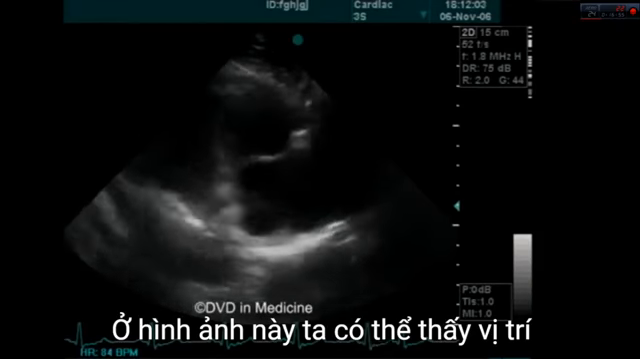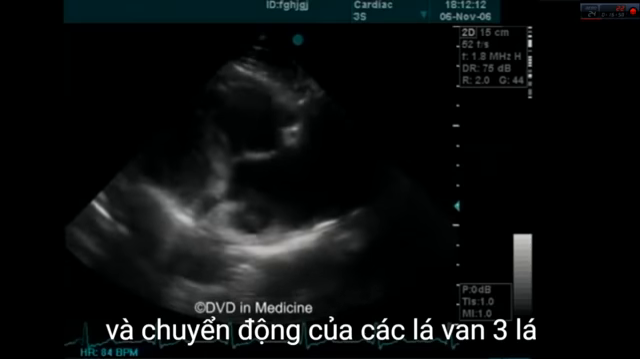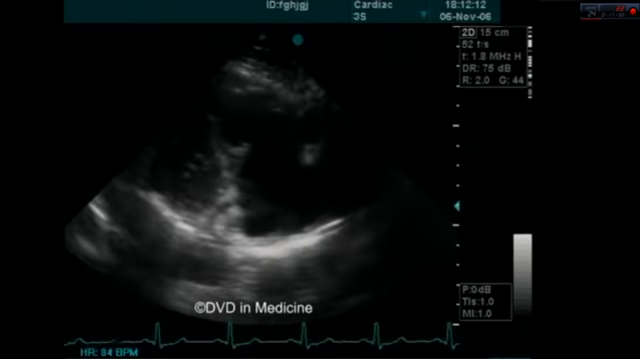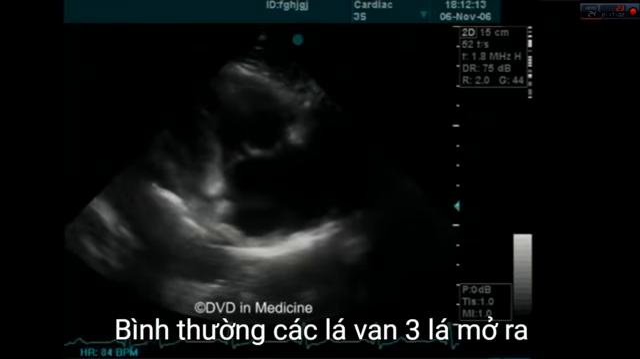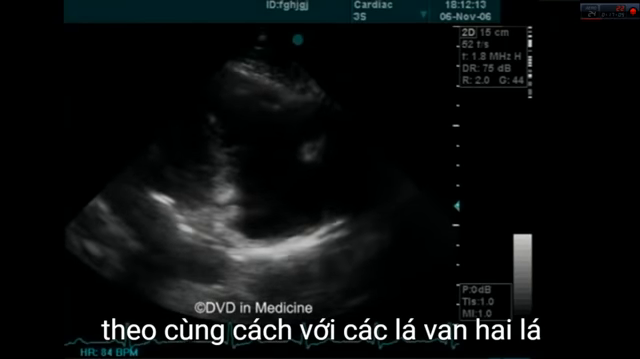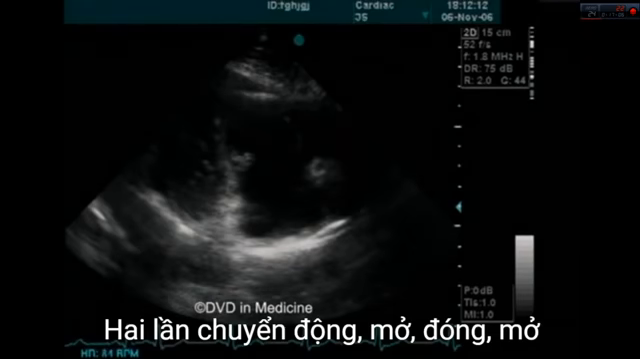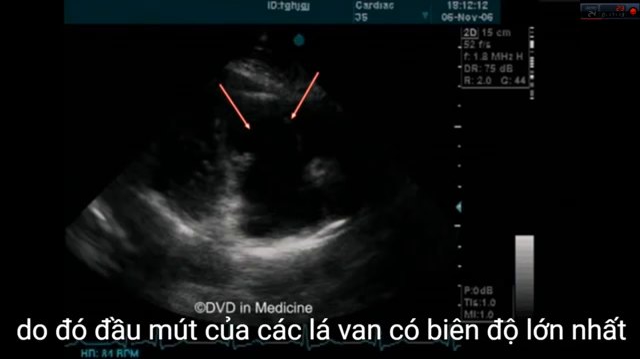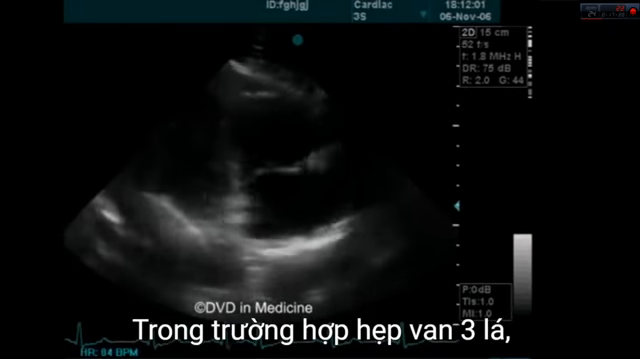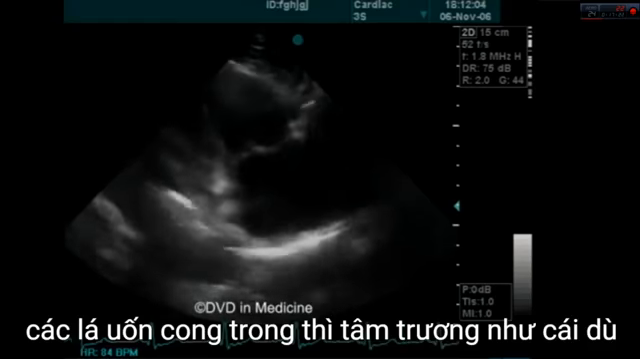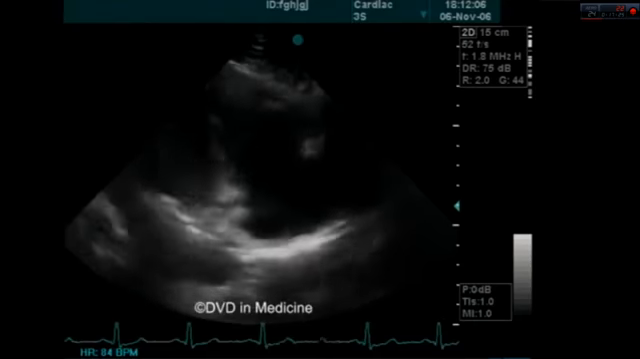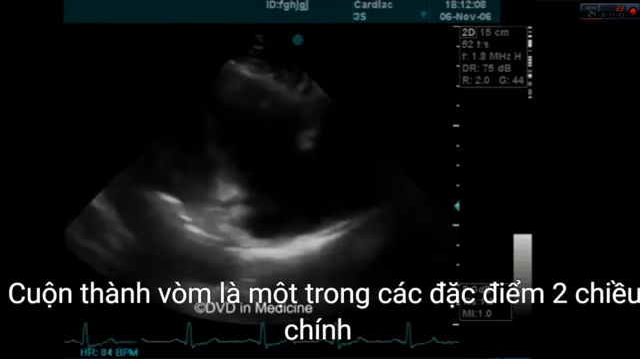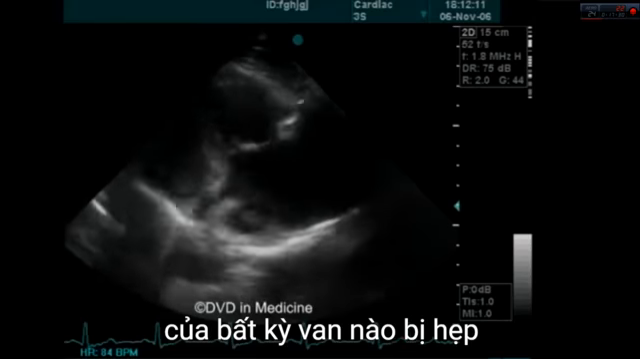In this image, one can see the position and motion of the tricuspid valve leaflets. Normal tricuspid valve leaflets open in the same manner as mitral valve leaflets. Double motion: open, close, open. Normal tricuspid valve leaflets should open like a door, so the tips of the tricuspid valve leaflets have the biggest amplitude. In the case of tricuspid stenosis, the leaflets dome in diastole like a parachute. Doming is one of the main two-dimensional features of any stenotic valve.